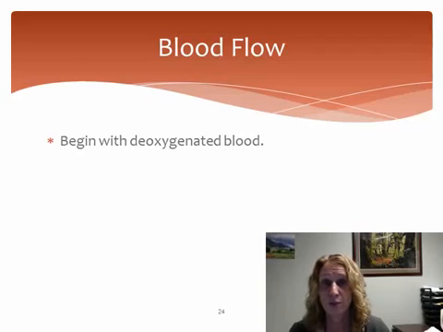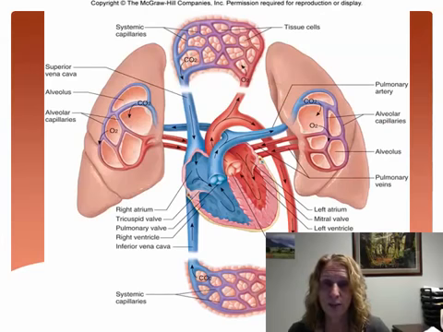You need to know blood flow. That is, which structures the blood is flowing through. We always begin with deoxygenated blood, and that will begin in the right atrium.